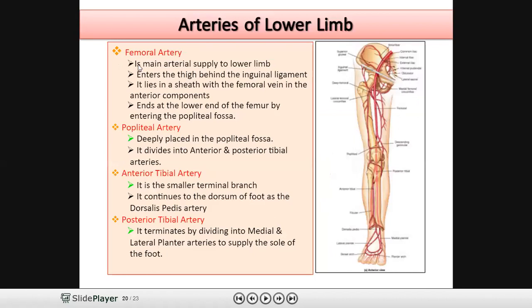Now, let's look at the arteries of the lower limb, which are branches of the external iliac artery. The first one is the femoral artery. The femoral artery is the main arterial supply to the lower limb, because all other arteries that supply the muscles of the lower limb come from the femoral artery. It enters the thigh behind the inguinal ligament. This is the inguinal ligament here in your thigh region.